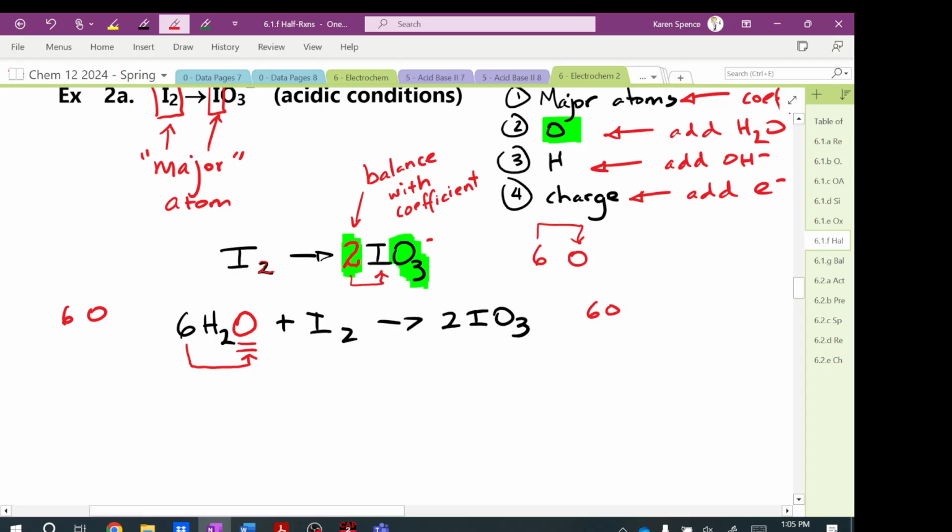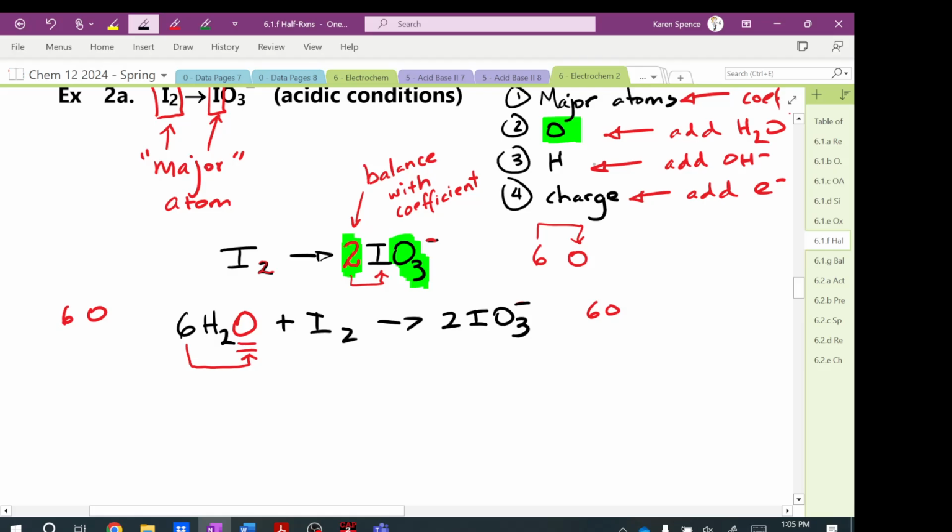Oh, it should have a negative charge. Thank you. I spent my entire high school career dropping my negative charges, and apparently that has not changed. That would have been a problem at the very end. So I will say to you, when you get to the very end, go back and check. All right, so that's our oxygen.